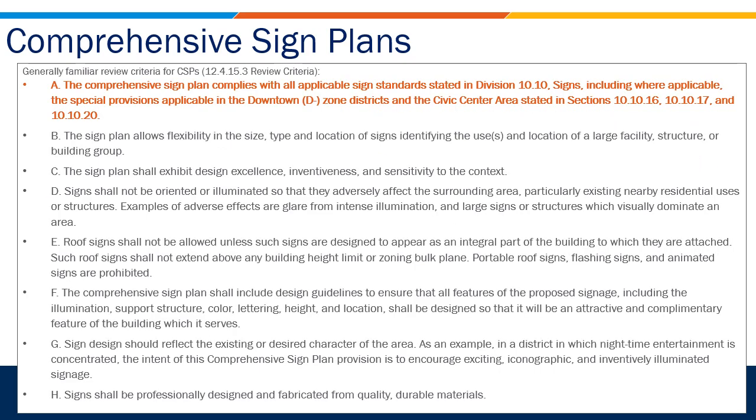Comprehensive sign plan review criteria, which were moved to Section 12.4.5.3, are generally the same as before, with an additional criteria that CSP provisions should be aligned with zoning code standards for the applicable zone district, specifically including special provisions for downtown areas, as in sections 1010.16, 1010.17, and 1010.20.